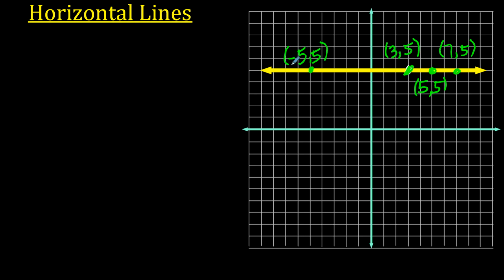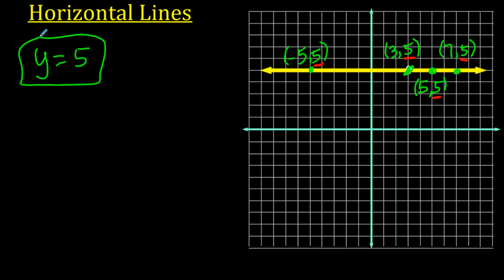And the one thing that should be glaringly obvious on every one of these points is the y value. What's the y value on all of those? It's 5. And so the equation for this line is y equals 5. That's it. All of the y values are always 5. The x values change every time, but the y values stay the same and the y values are 5.